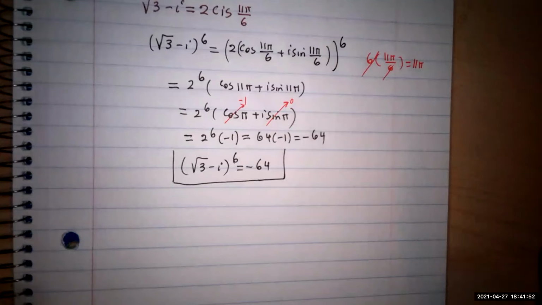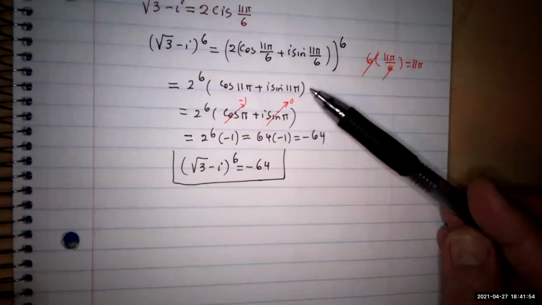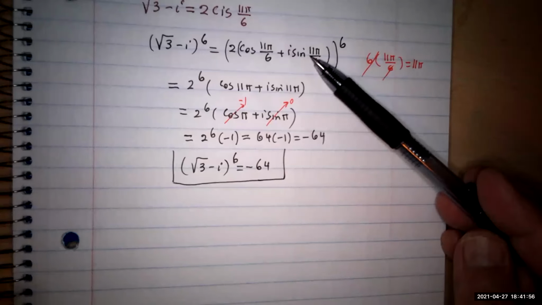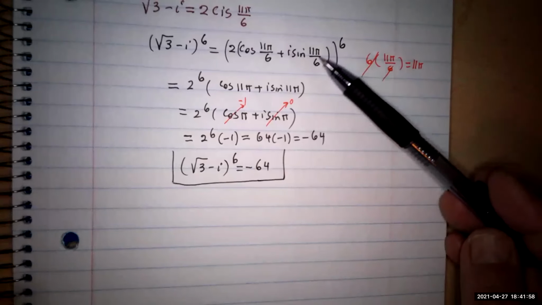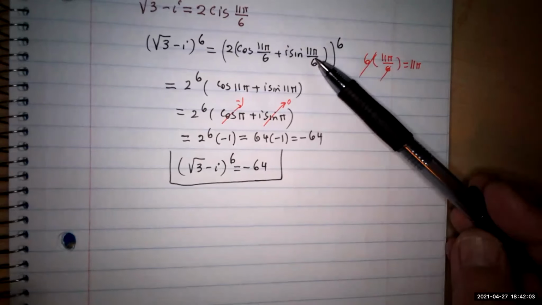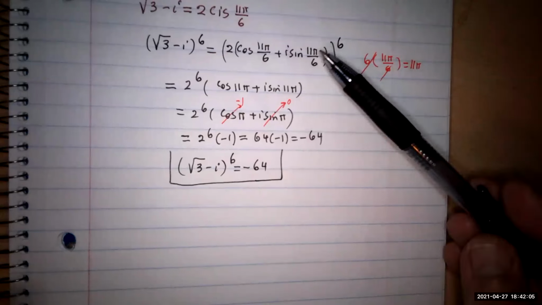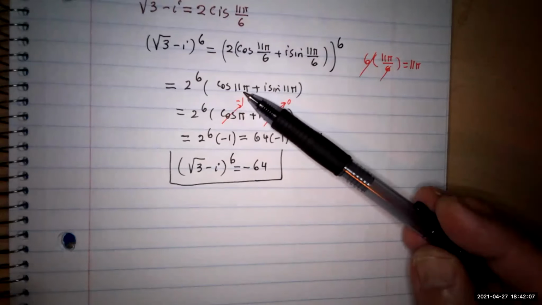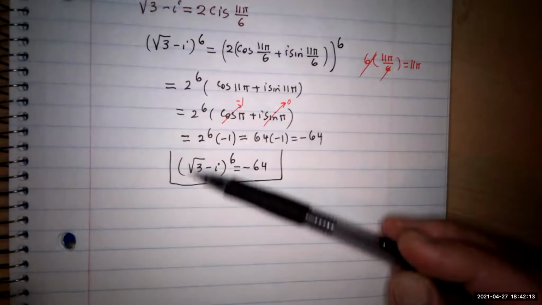If you have it in the trigonometric form, or the polar form, then you can bring the power down. You bring the power down, you multiply by the angle. That would enable you to simplify. This is going to be 11 pi. You see, it's 10 pi plus pi. 10 pi means you go around the circle.